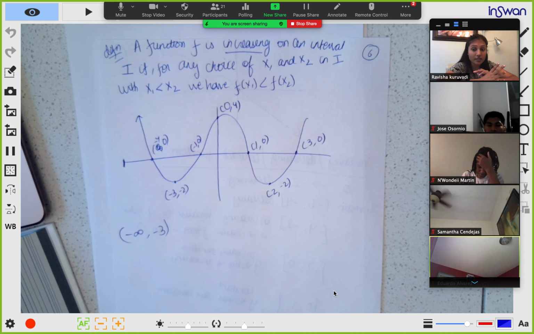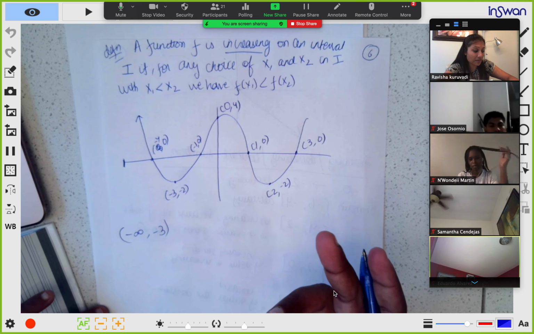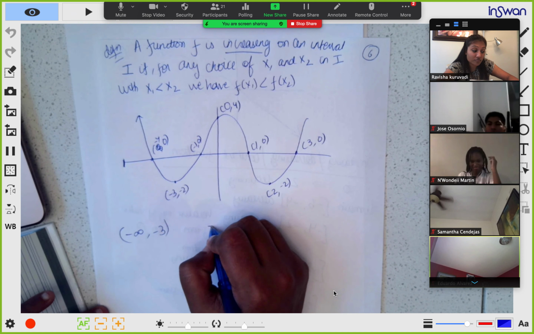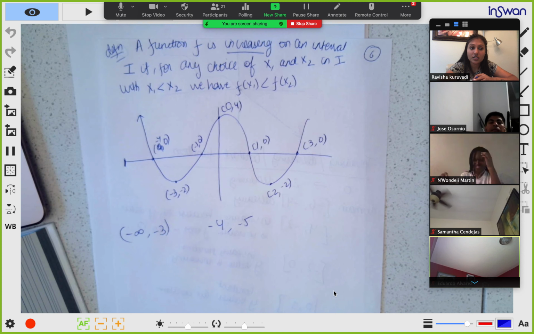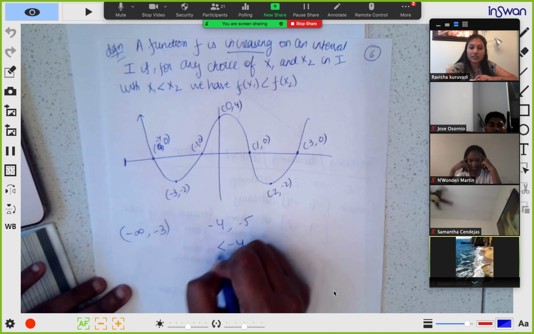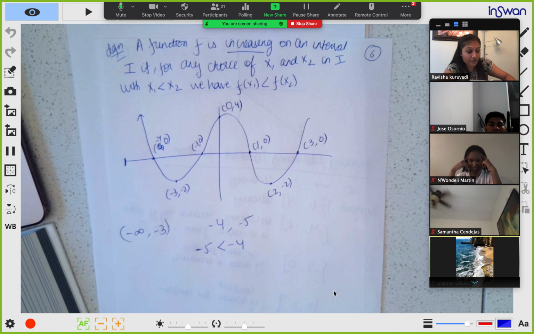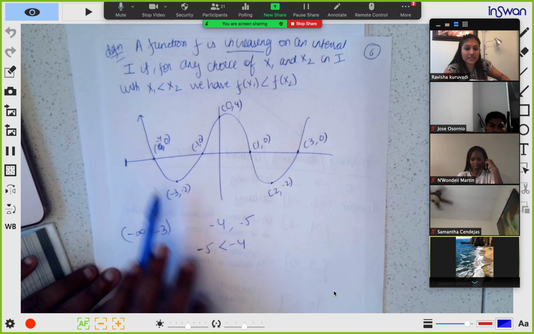How do I check? I pick up any 2 points I want, between -infinity and -3. They are saying I pick up any points. I pick up -4 and -5. They both are in this interval. Which one is bigger and which one is smaller? Is -4 bigger or -5 bigger? -4 is bigger than -5, because -5 is further this way, so it's smaller, and -4 is closer to 0, so it's bigger.